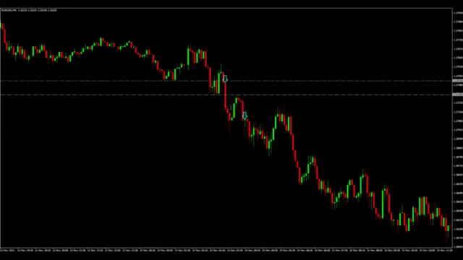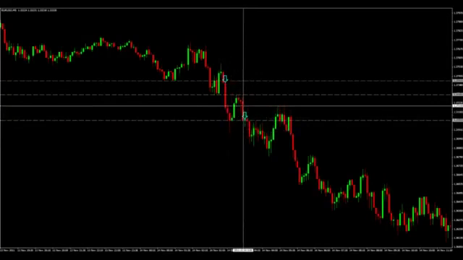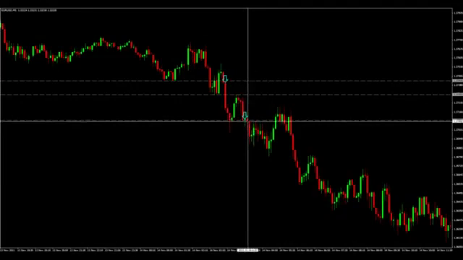So as you can see, we had the price come back down. And I'll go ahead and add that next level. And that is definitely one that's sticking out. So now what we're waiting for is for price to break down under this level, which it happened right here.